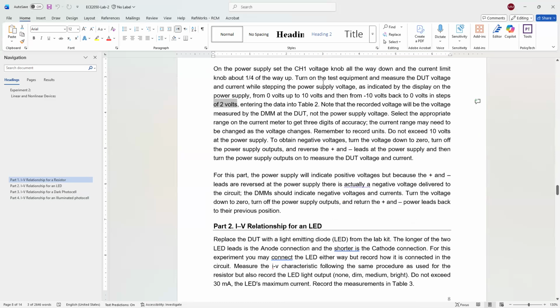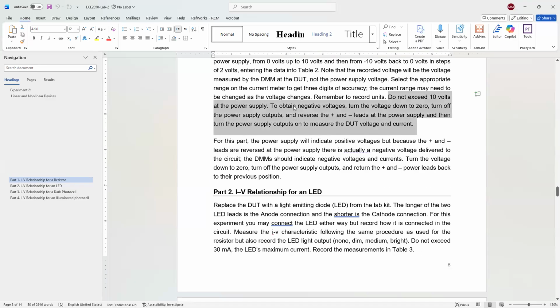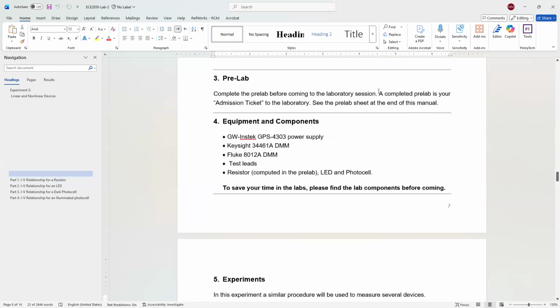If you change, for example, from 0 to 10, how can you go backward from 0 to negative 10? There is a small trick you can do. To obtain negative voltage, turn the voltage down to 0, turn off the power supply, and reverse the terminals, the leads you are using. Just reverse them. Let me clarify this point.